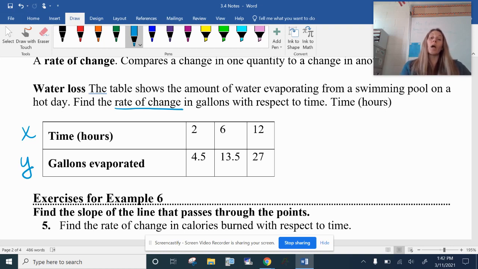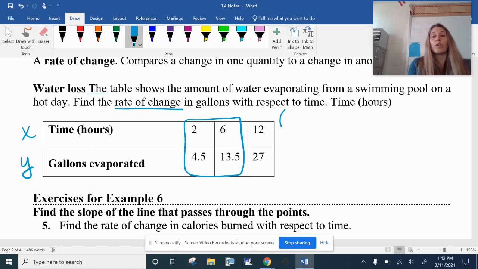Sometimes you might get a more complicated chart where you'll have multiple data points and it might say find all of the different rates of change, like find the rate of change from 2 to 6 hours, find the rate of change from 6 to 12 hours or whatnot. But for now, we're just going to pick 2 and find the rate of change comparing those 2. So let's just pick these 2 points here. So if I pick the point 2 and 4.5, and then I can pick 6 and 13.5.